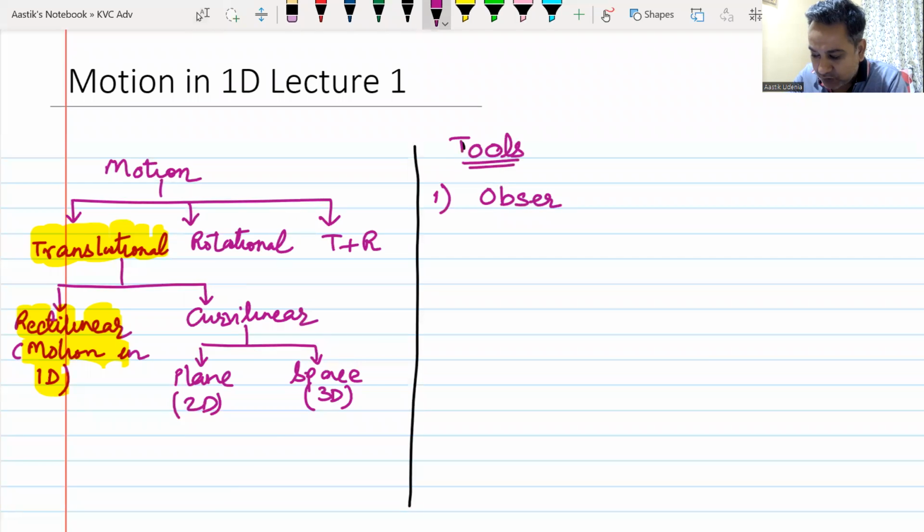Do we understand the meaning of an observer? We need someone to observe the motion. If there is no observer, the motion cannot be understood. Yes or no? Yes, sir. Then what else do we require?